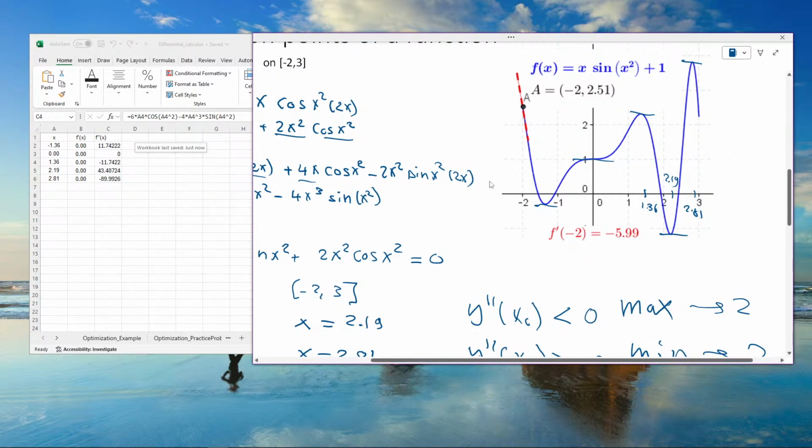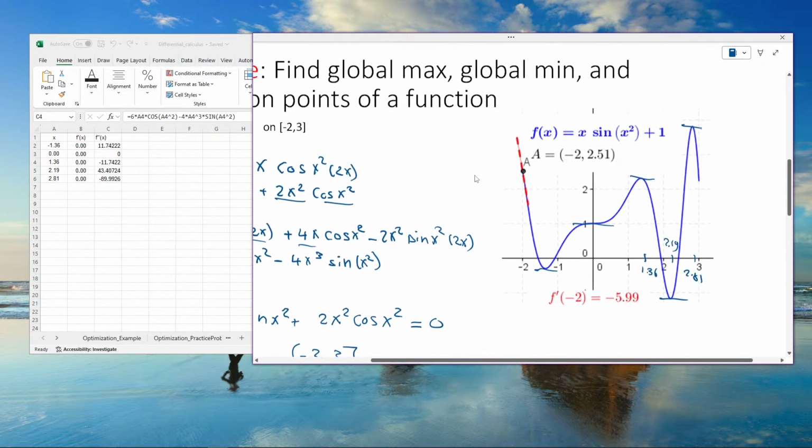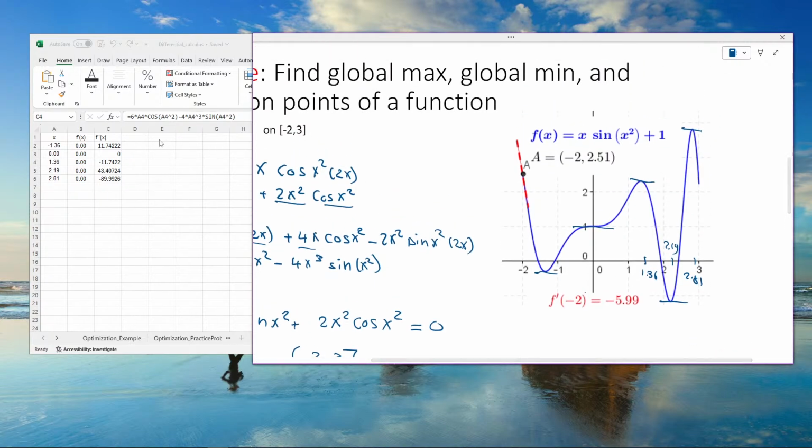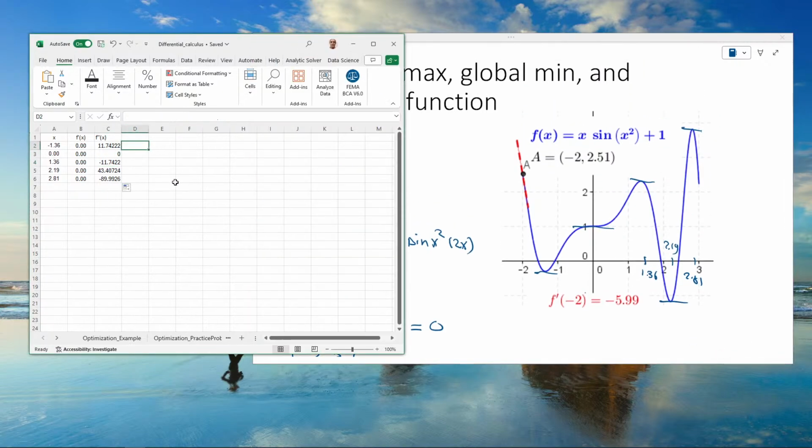One thing you also want to do is classify these points. My second derivative is positive, this means that this is a minimum, which is here. This is 0, an inflection point, which is here. This is negative, a maximum, then a minimum, and another maximum here.